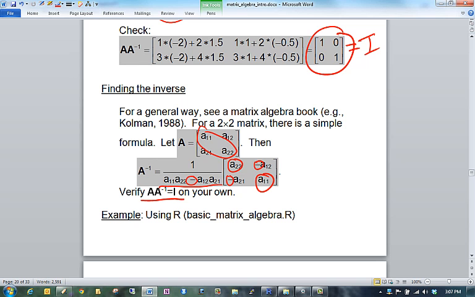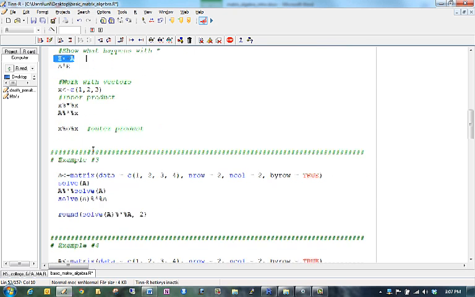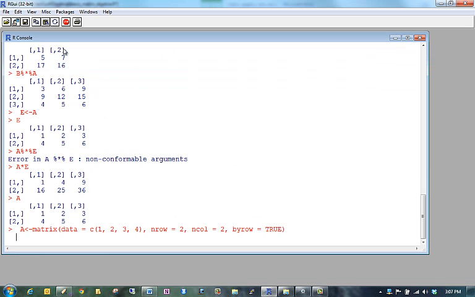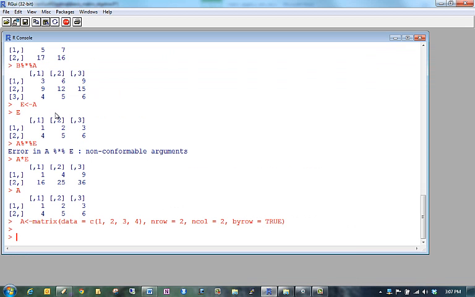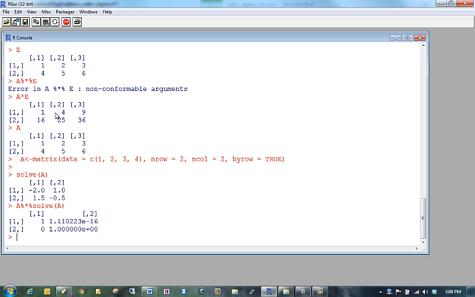Okay, so let's take a look at how we can do some of this stuff in R. Let me go over here to my R program again. So I'm going to create my matrix A. Now you might think there's probably a function called inverse that finds the inverse of A. Actually, there isn't. Instead, we have to use a function called solve. And simply, there is my inverted matrix. So if I were to take A times A inverse, I get the identity matrix back.